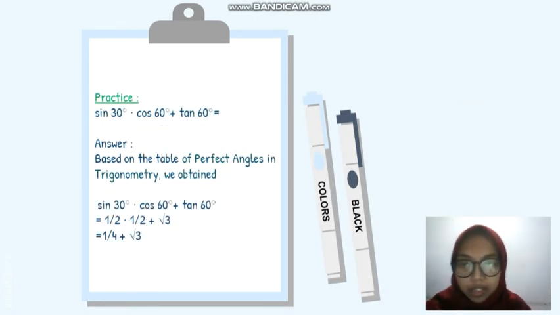Okay, the next is practice. Sin 30 degrees times cos 60 degrees plus tan 60 degrees equals. The answer, based on the table of special angles in trigonometry, we obtain sin 30 degrees times cos 60 degrees plus tan 60 degrees equals 1 divided by 2 times 1 divided by 2 plus square root of 3 equals 1 divided by 4 plus square root of 3.